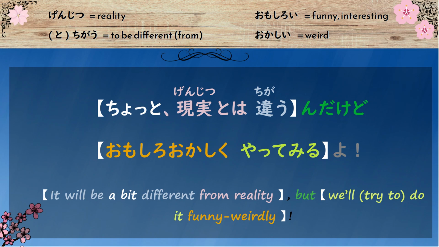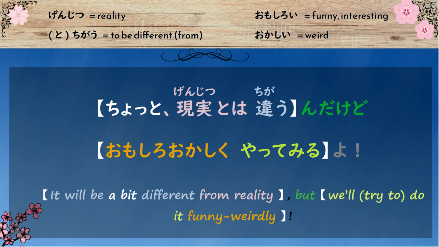ちょっと現実とは違うんだけど, so it will be a bit different from reality. んだけど, but with the nuance of んだ that indicates that she's kind of setting the context, giving some explanation. So like, I'm warning you, it won't be very realistic. Like reality is not like this. I'm telling you, I'm setting the context. But, けど, but, 面白おかしくやってみる. So, literally, we'll try to do it. やってみる. 面白おかしく, funny, weirdly. You see? So, how are we going to do it? Well, a funny way and a weird way.